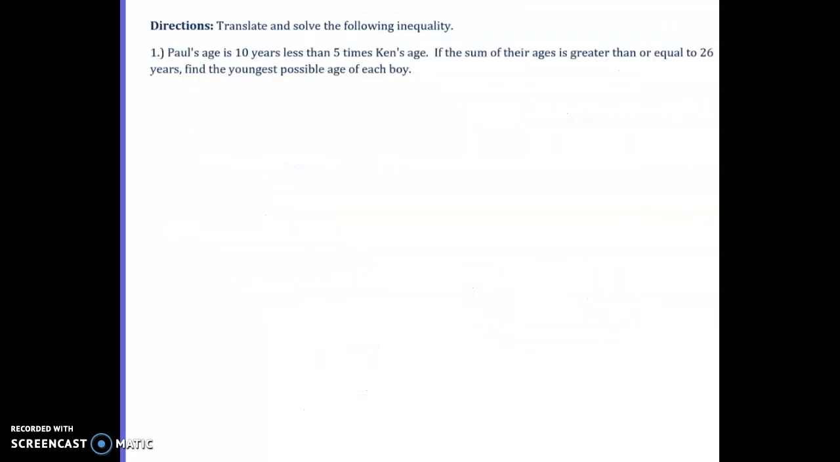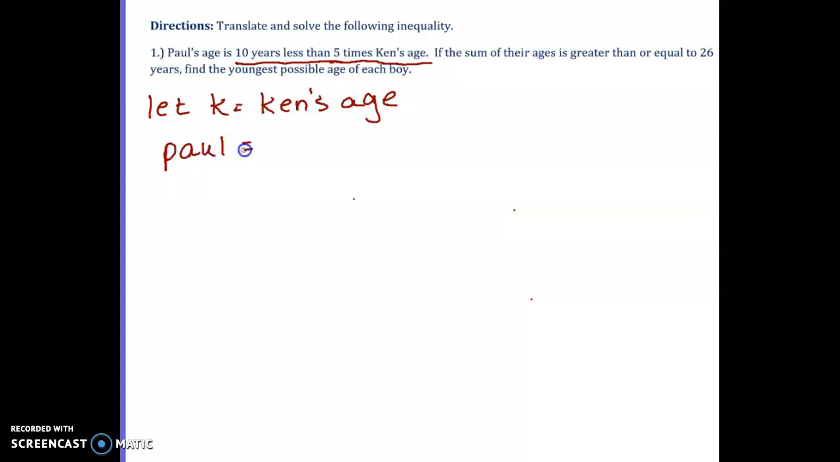Okay. All right, so let's try some. Paul's age is 10 years less than 5 times Ken's age. So if I look at this, 5 times Ken's age, it's 10 years less than 5 times Ken's age. Well, we don't know what Ken's age is. We don't know what Paul's age is, but we can write Paul's age relative to Ken's age. So our let statement is going to be let K be Ken's age. Okay, and if K is Ken's age, then Paul's age is going to be 10 years less than, there's that keyword than, so 5 times Ken's age minus 10.